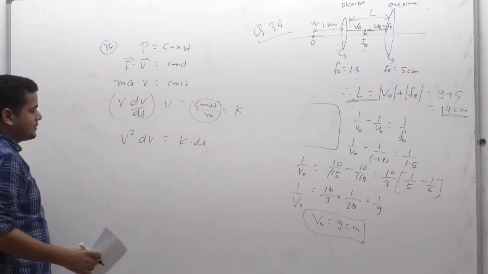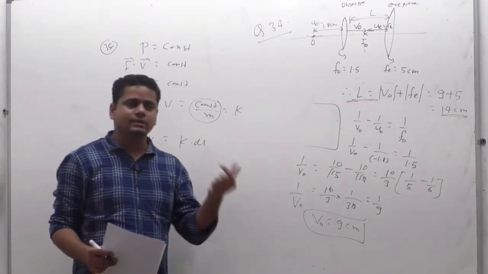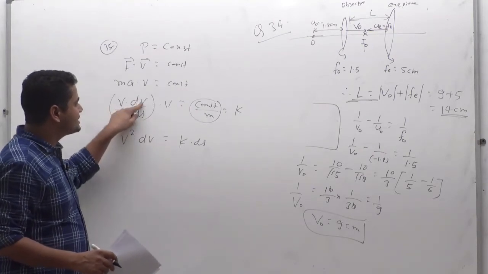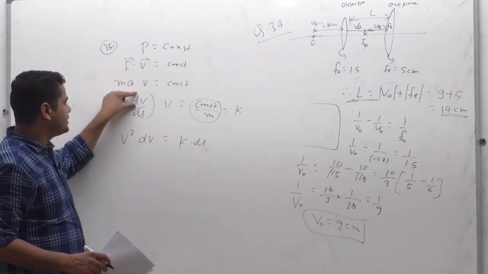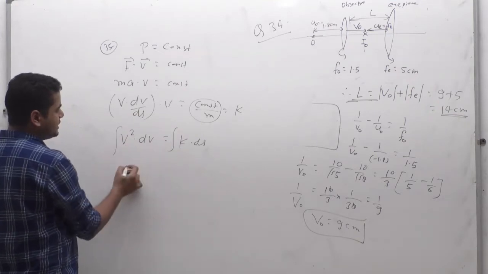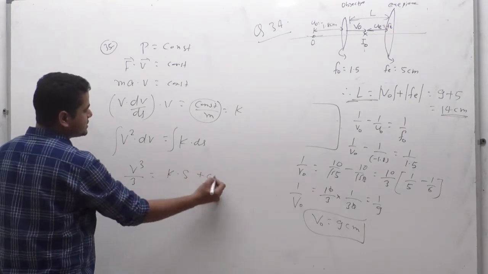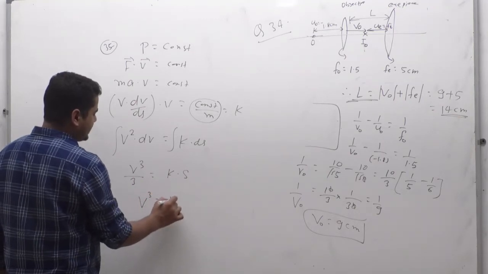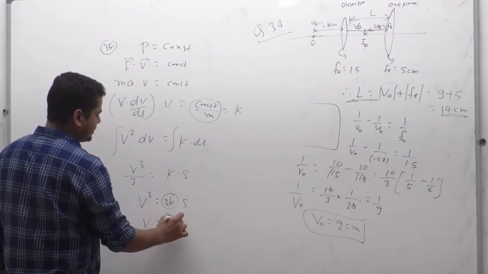So now this is v into v, velocity square, into dv equal to constant into ds. Someone may ask why we have written acceleration equal to v into dv by ds and not dv by dt, the rate of change of velocity with time. Because in this question we have to make the graph between velocity versus displacement. Now integrate both sides. v square dv integration will be v cube by 3 equal to k into s plus an integration constant c. So velocity to the power 3 equals 3k, which is constant, into s.